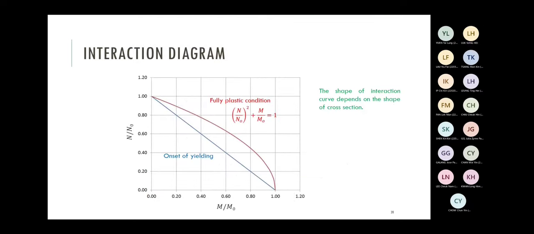I plot the two equations on the graph. The y-axis is the normalized axial force, N over N0. The x-axis is M over M0, the normalized moment. I plot it on the graph, and you can see that the blue line represents onset of yielding, the red line represents fully plastic conditions. So you can understand using this kind of graph.